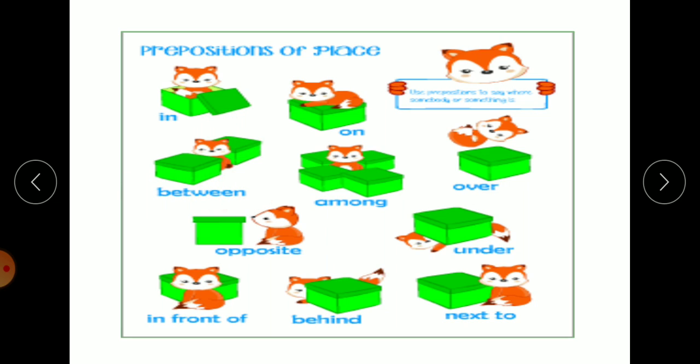Now when the number of boxes increases, अब increase हो गए, 4 boxes हो गए हैं. So now the cat is sitting among the boxes. That means when it is more than 2 then we are using the preposition among.